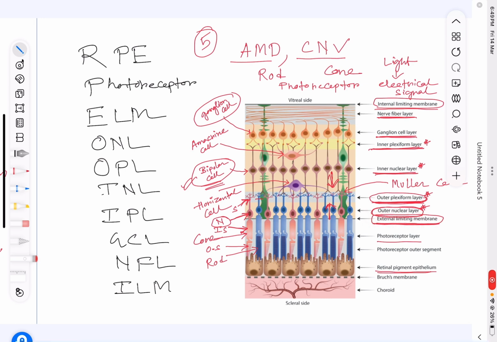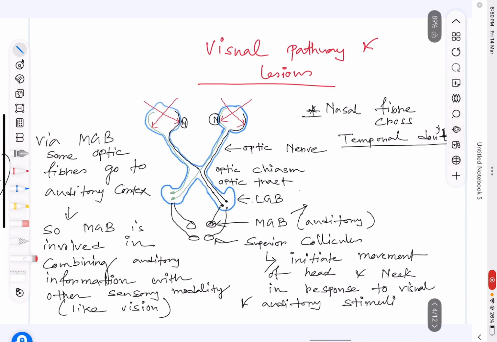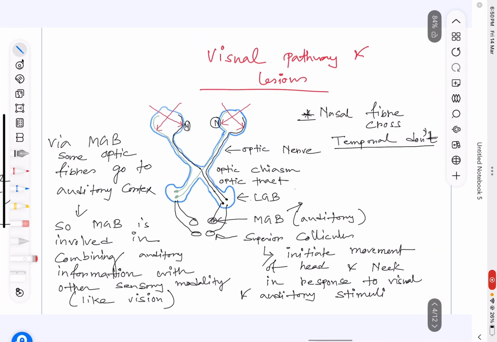Recapitulation again, just a quick revision: retinal pigment epithelium, photoreceptor layer, external limiting membrane, outer nuclear. We call it outer because this is the inner side and this is the outer side, so we are going from inner to outer. So outer nuclear, outer plexiform, inner nuclear, inner plexiform. So nuclear, plexiform, nuclear, plexiform, ganglion cell layer, nerve fiber layer, internal limiting membrane. Okay, so this we have covered. Now we'll discuss the visual pathway and lesions in the next part.